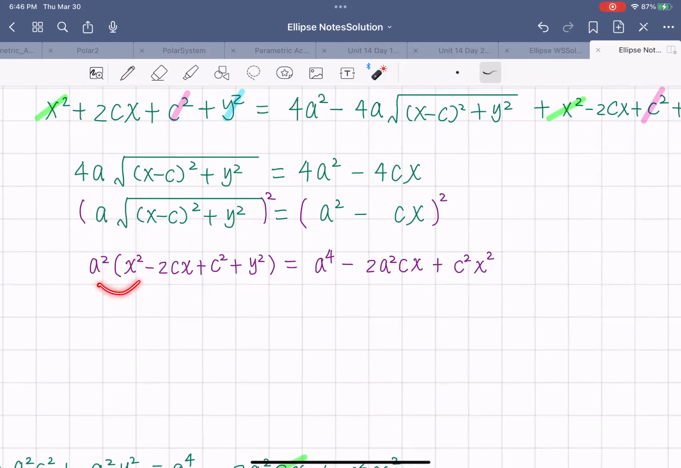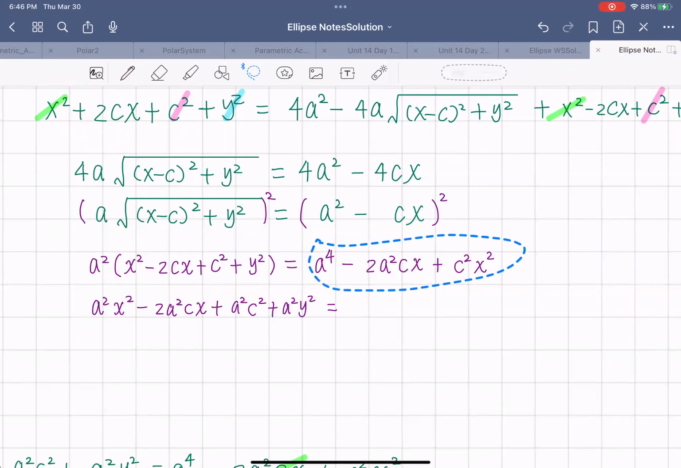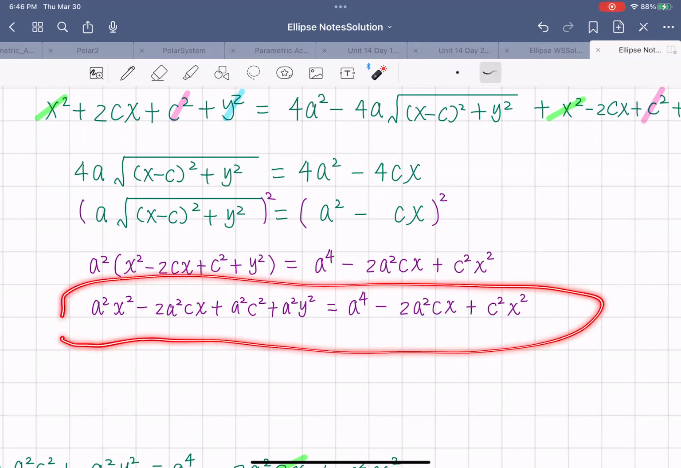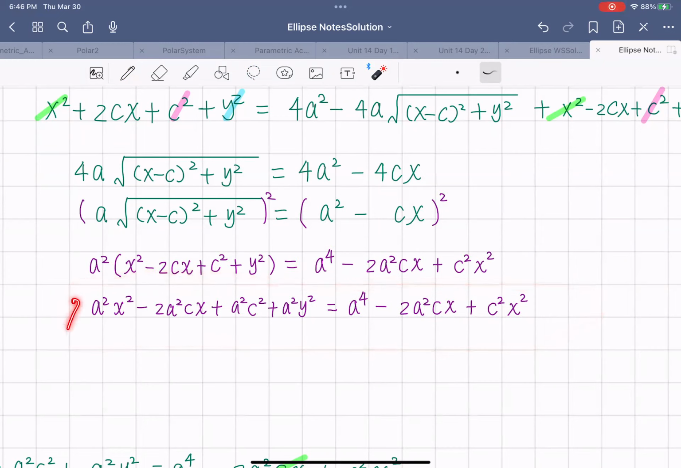And next, we are going to do the distribution. Let me call another student, Catherine. Let's go ahead, do the distribution, please. A squared times x squared minus 2a squared cx plus a squared c squared plus a squared y squared. The right part just copy down, okay? Does everybody already have this same step? Is there any question so far?